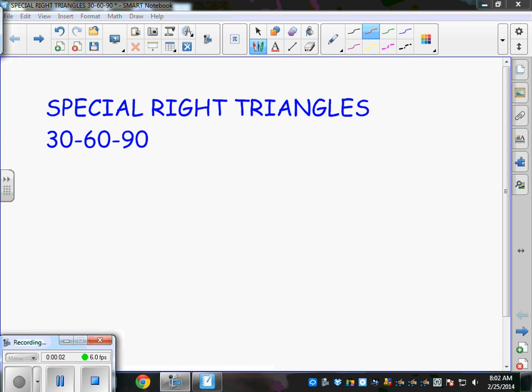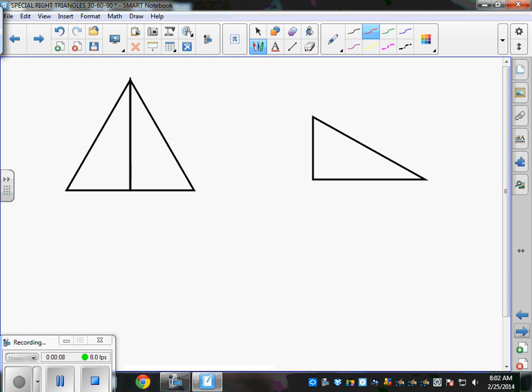In this video, we're going to continue talking about special right triangles, and this time we're going to focus on 30, 60, 90 triangles. So to get a 30, 60, 90 triangle, you start with an equilateral triangle, where every angle would be 60, but then you cut it in half. So that's going to give you two 30, 60, 90s.